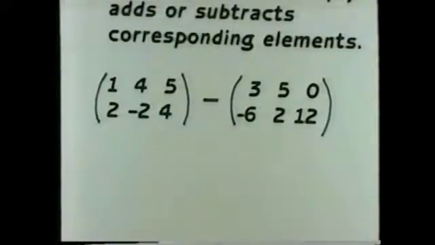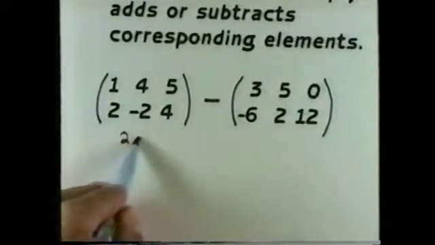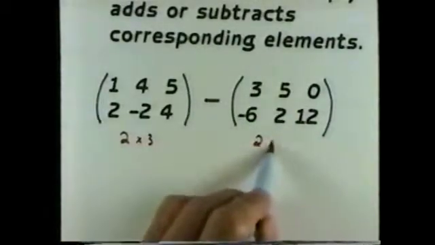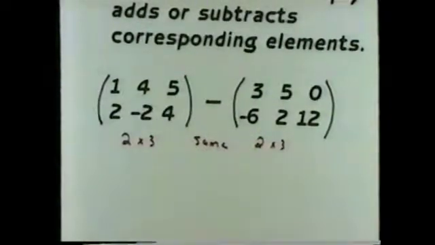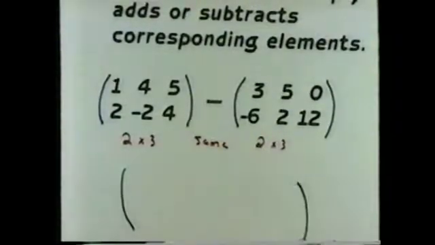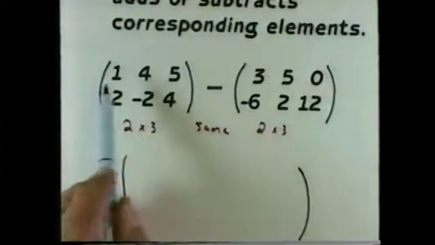Here we are subtracting. Now let's verify that we have the same dimensions first. Here we have 2 rows and 3 columns, so this is a 2 by 3. Here I have 2 rows and 3 columns, 2 by 3. So these are the same dimension, so therefore I can proceed with the subtraction. To subtract, I simply subtract corresponding components or elements.